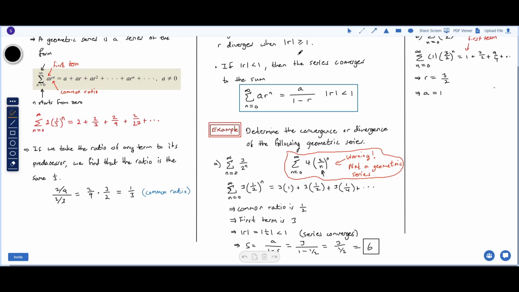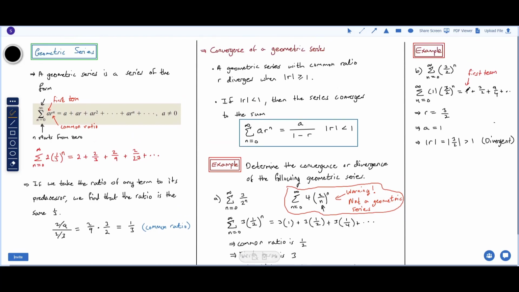Right. So that's greater than 1, which causes the series to diverge. There you go. So we'll say absolute value of r is equal to absolute value of 3/2, which is greater than 1. So divergent. Right. So you don't have to do any more work because this is a divergent series, right? So that's the end of that. Okay.